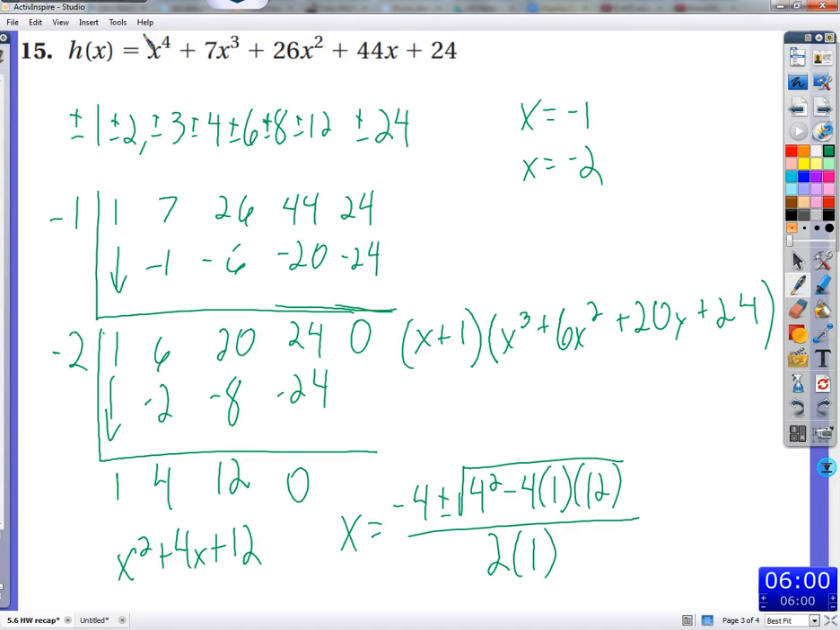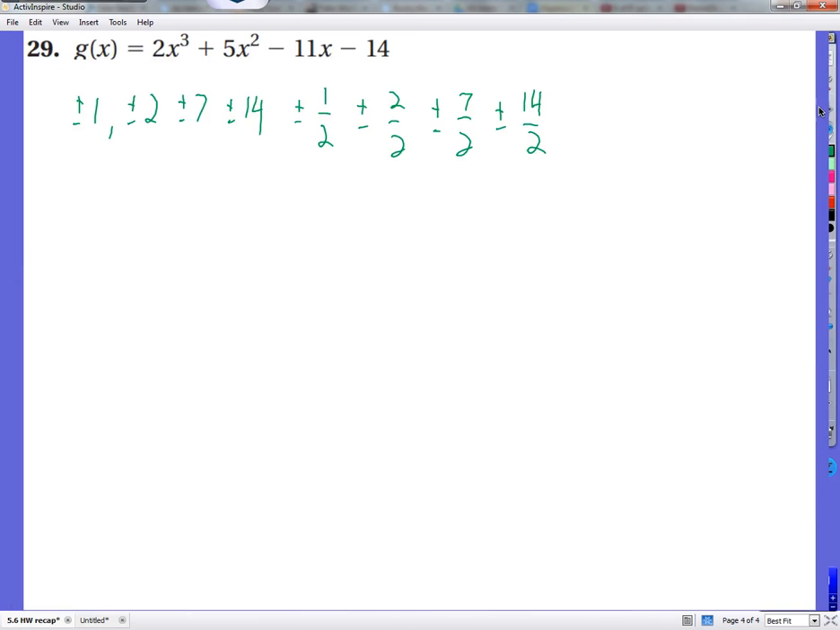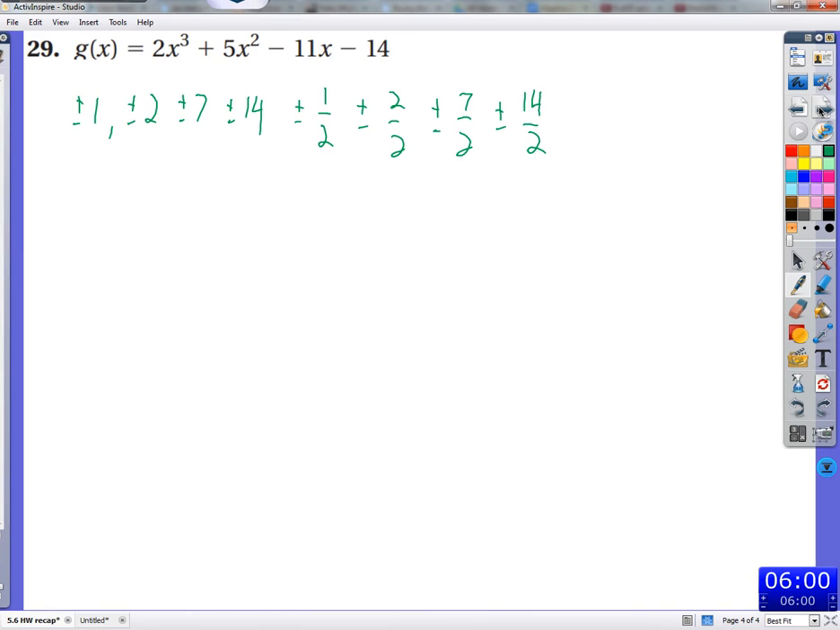The only factor of 1 is 1. Right? So you put all the factors of 14 over 1, and it doesn't change anything. But when it's 2, we write 1 over 2, 2 over 2, 7 over 2, 14 over 2.